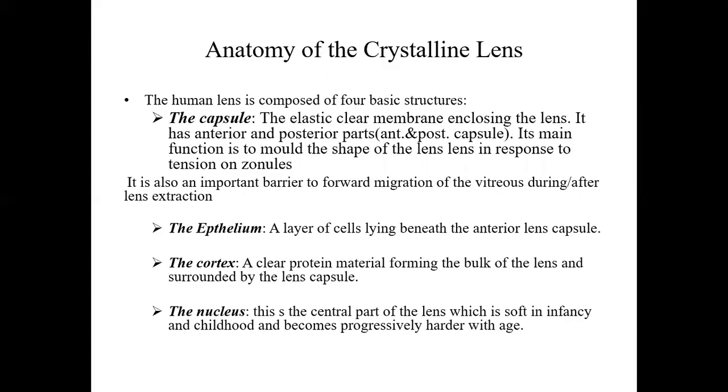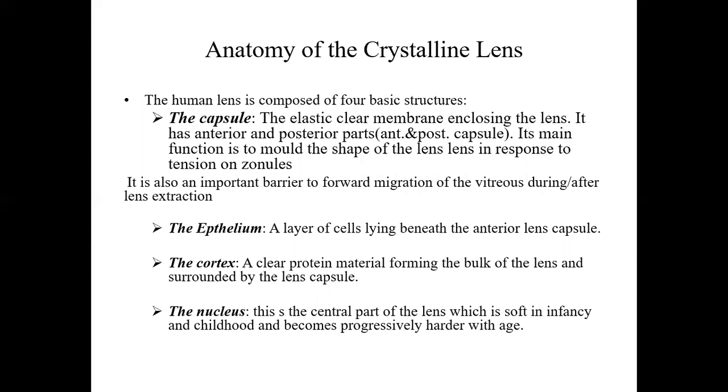Good, so the human lens is composed of 4 basic structures. We have the capsule, which encloses the lens and has both anterior and posterior parts. This capsule is an elastic clear membrane enclosing the lens. Its main function is to mold the shape of the lens in response to tension on the zonules.